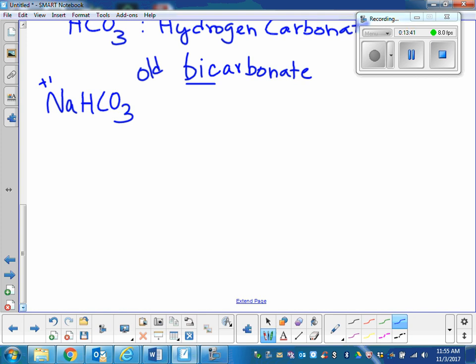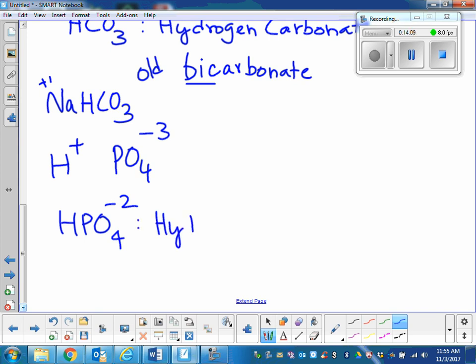So say I had phosphate. Phosphate is a -3. Say I add 1 hydrogen. What will it become? HPO4 -2. How do you name this compound? Hydrogen phosphate.